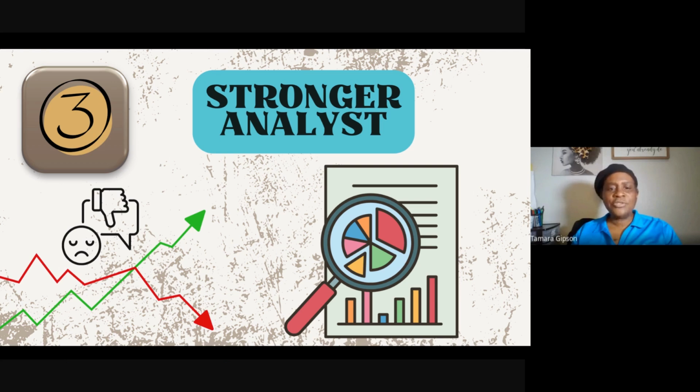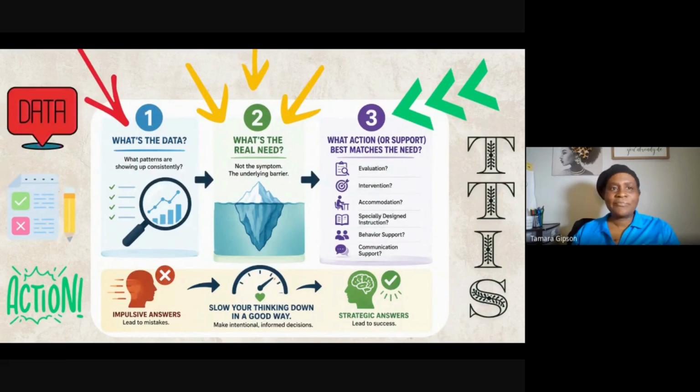But this is also where I like to go into the right decision-making framework of thinking. Instead of jumping to labeling, we train ourselves to think through the steps. The first of those steps is always going to be the data. What is the data in the scenario telling you? What patterns are showing up consistently? Second, what's the real need? Not the symptom, but the underlying barrier. And then third, what action or support best matches the need?